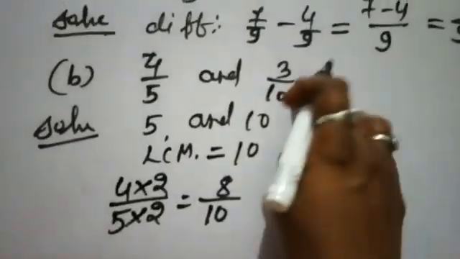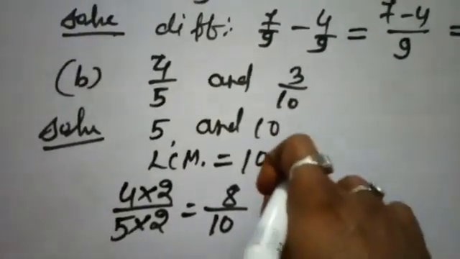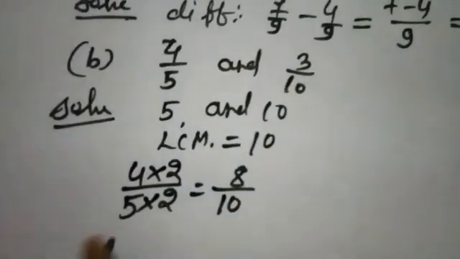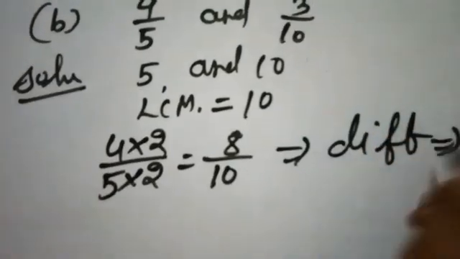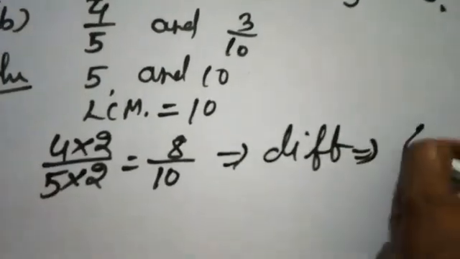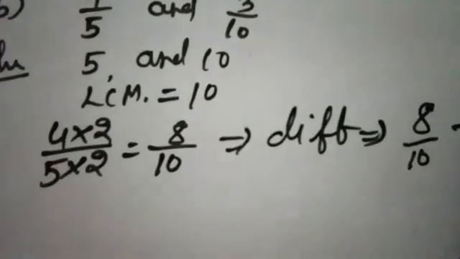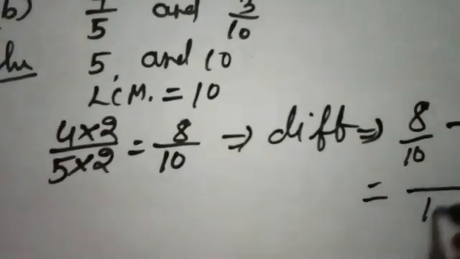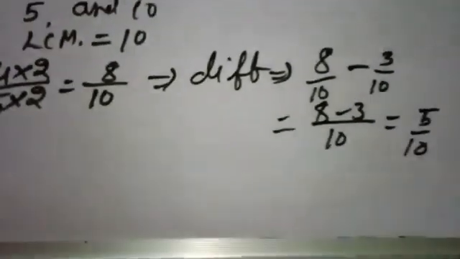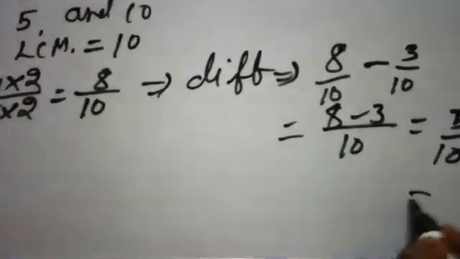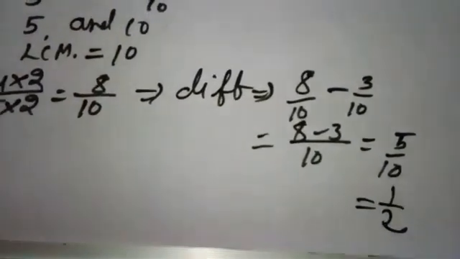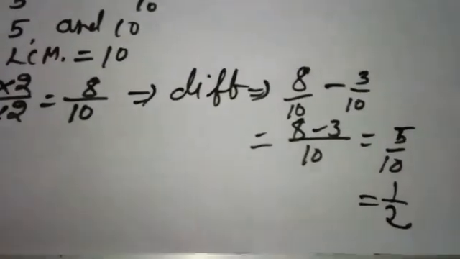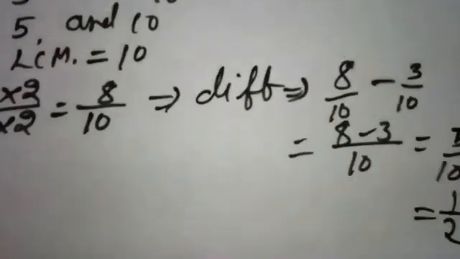See, 8 upon 10 and 3 upon 10 both are like fractions. So here difference is possible, or we can say subtraction is possible. So how can we do this question? 8 upon 10 minus 3 upon 10. Our answer is 8 minus 3, which means 5 by 10. Here also both the numbers are divisible by 5. So our answer is 1 by 2. Here our exercise number 5.6 question number 1 and 2 is completed.